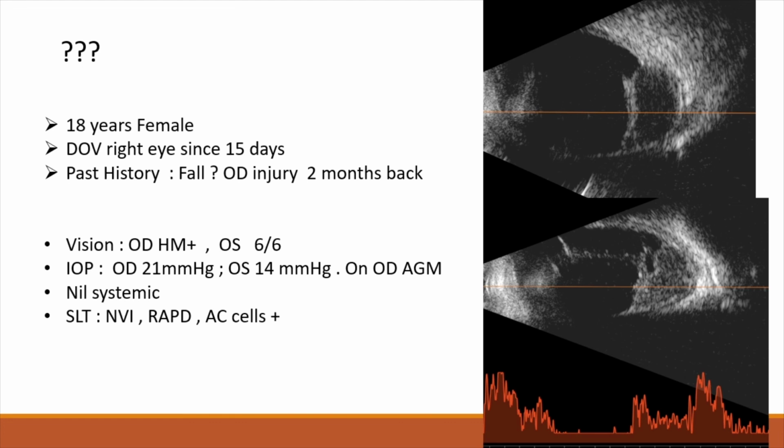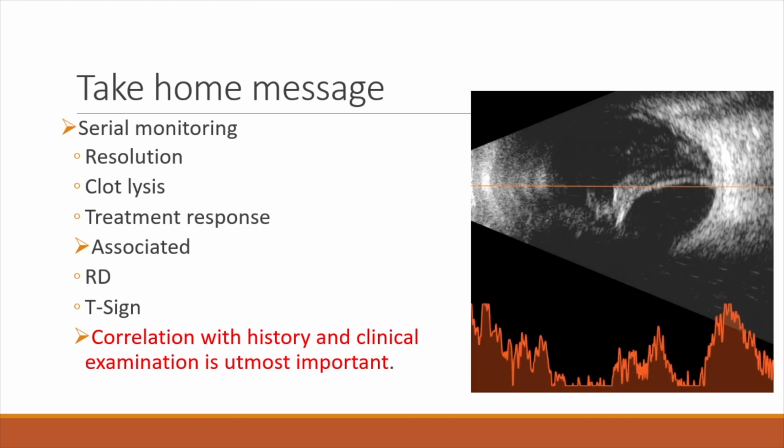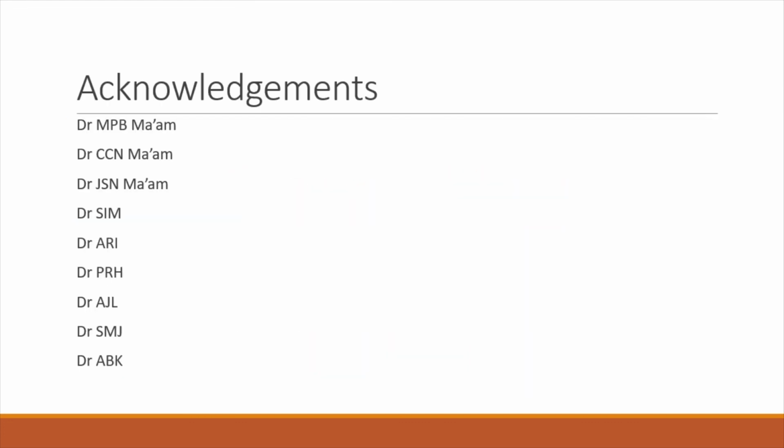Scleral integrity is maintained. Is the scleral integrity on the top picture? One area where scleral integrity is not maintained, suggestive of retinal or vitreous incarceration. Is it incarceration? USG is important in choroidal detachment for serial monitoring to check for resolution, choroidolysis, and treatment response, and its association with retinal detachment or T sign. But correlation with history and clinical examination is of utmost importance. Thank you. And these are my acknowledgements.